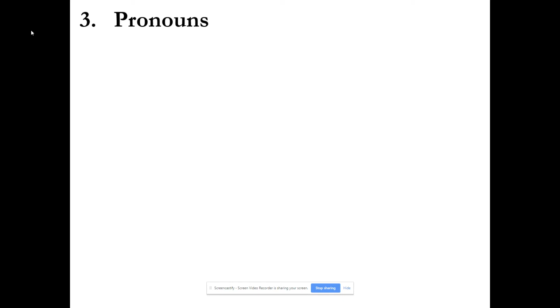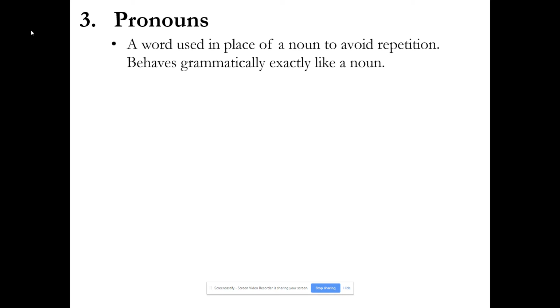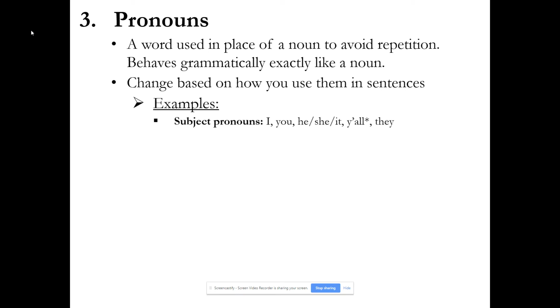Moving on, pronouns. So pronouns are words used in place of a noun to avoid repetition. Pronouns behave grammatically exactly like nouns. You can assume that a pronoun and a noun function exactly the same way in a sentence. Pronouns will change based on how you use them in sentences. So this is one of the only cases where English will change nouns depending on how they're functioning in a sentence. We do it for verbs all the time. All European languages do, but English doesn't really usually change nouns unless they're pronouns.